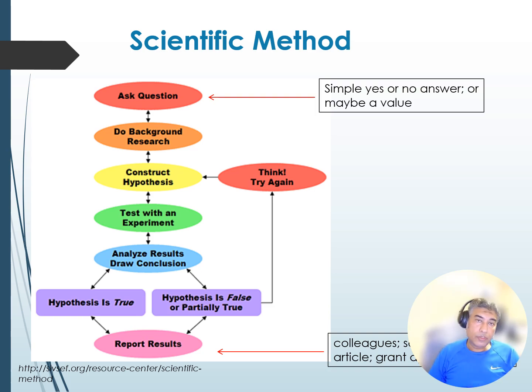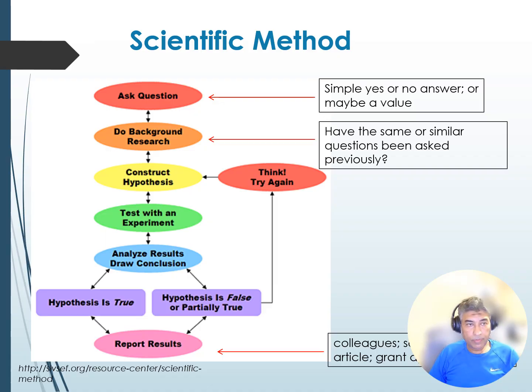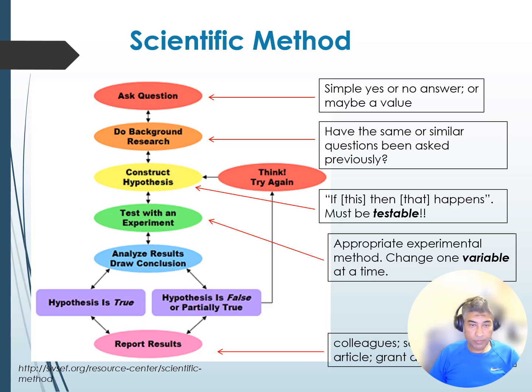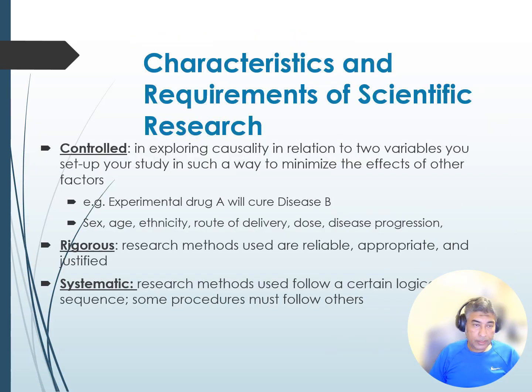So, a simple question: yes or no, with an answer of maybe, or a value. Background research: has the same or a similar question been asked previously? If this, then that happens. It must be testable. Use an appropriate experimental method and change one variable at a time. Do our results represent the scientific question asked, or are they due to the change? And then discuss with colleagues, friends, and your mentors.